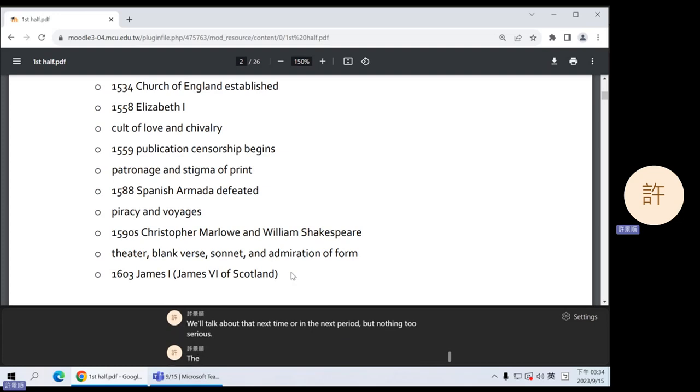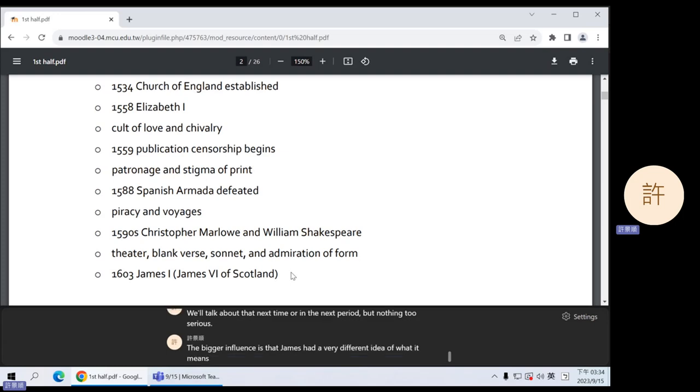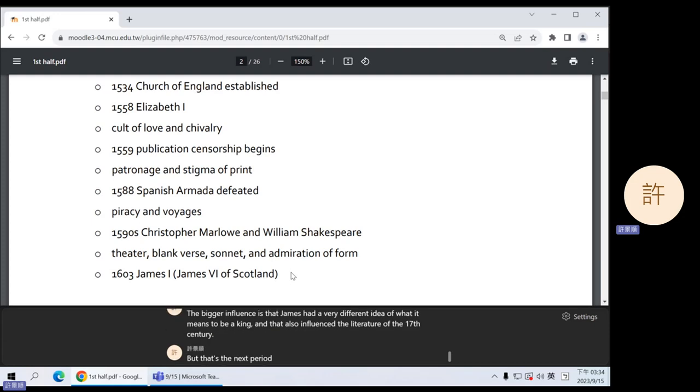The bigger influence is that James had a very different idea of what it means to be a king. And that also influenced the literature of the 17th century. But that's the next period. Do you have questions about the 16th century?